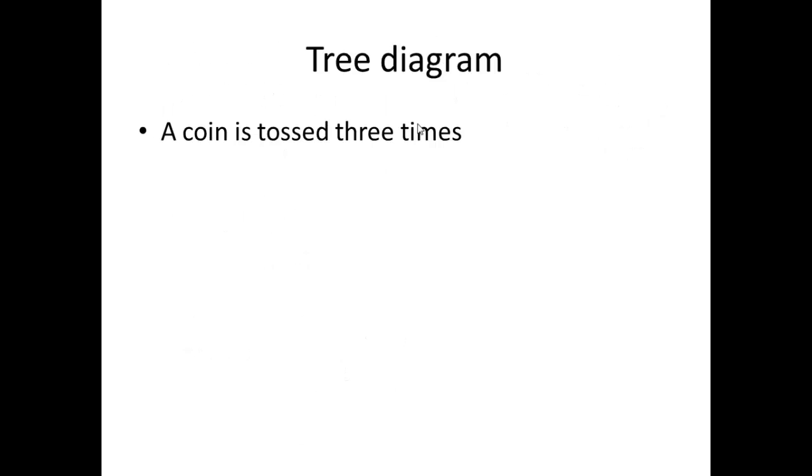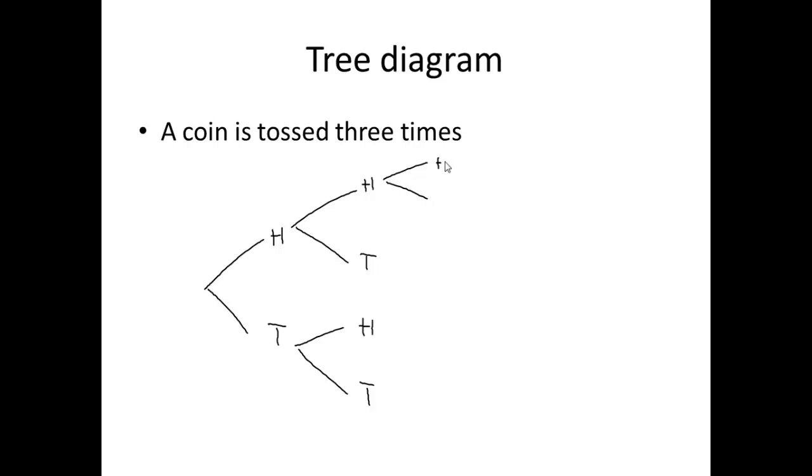Okay, the tree diagram is our next one. A coin is tossed 3 times. Well, here's our first toss. We can get a head or a tail. Our second toss, we can get a head or a tail. Our third toss can get a head or a tail. And now you say, well, what's the sample space?